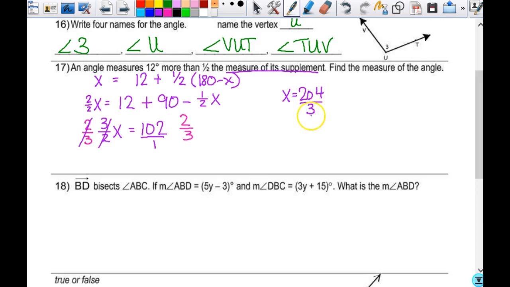And 204 is divisible by 3 because 2 plus 4 is 6. So 3 goes into 20 6 times with 2 left over. 3 goes into 24 8 times. So x equals 68. And then I go back and read my question. It says find the measure of the angle. Well, x represents the measure of the angle. I've solved for x. So the measure of the angle equals 68 degrees.